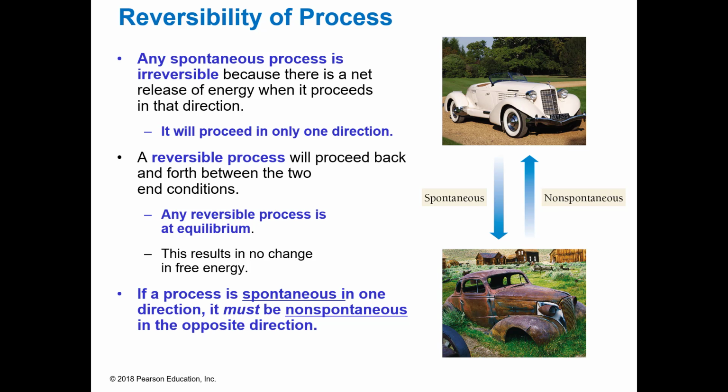If it is spontaneous in one direction, that by definition means that it cannot be spontaneous in the opposite direction, so it will not occur. The example they're showing here is that if you sit a beautiful car out in the weather long enough, it is going to rust. It will never spontaneously go back to being painted pretty again. So spontaneous means it's rusting. Non-spontaneous would be the reverse of that, which cannot happen.